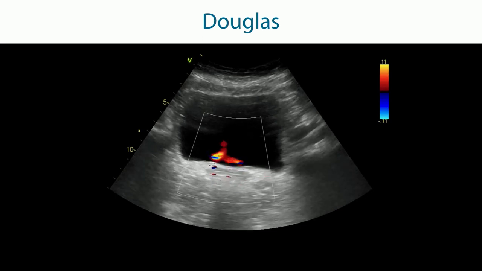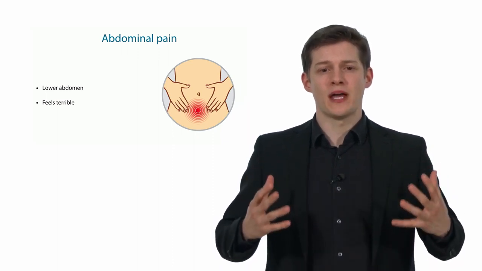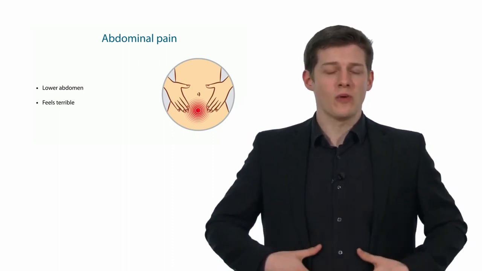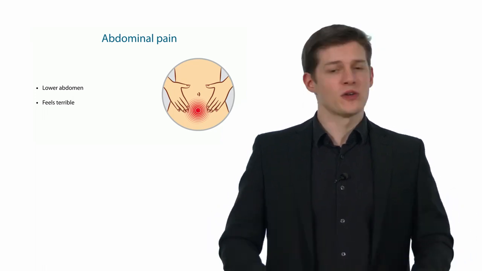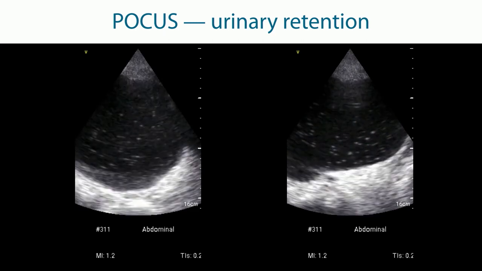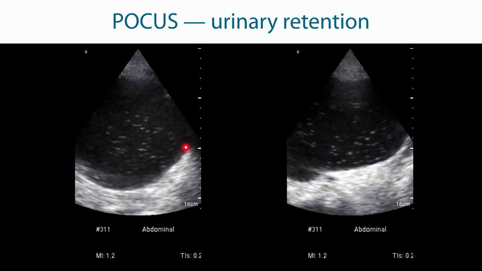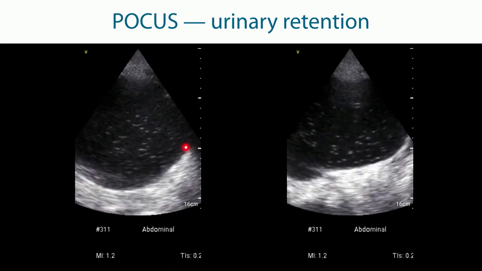of the urethra. But isn't there something else that ultrasound of the bladder can help you with? What about urinary retention? That's a very good point. Let's see Amanda. Amanda has terrible abdominal pain. To be exact, lower abdominal pain. Let's use point-of-care ultrasound. And what do we see immediately? We see a huge bladder. On the left side, we see a transverse view, and on the right side, we see a longitudinal plane.